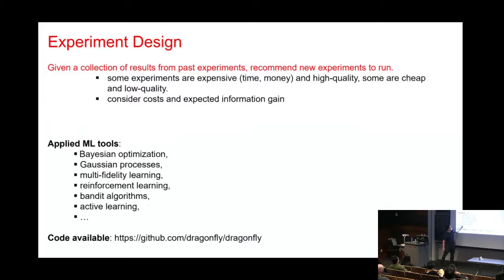The applied tools that we are using in these machine learning problems usually are Bayesian optimization, Gaussian processes, multi-fidelity learning, reinforcement learning, bandit algorithms, and active learning. For some of the algorithms I'm going to present, we have code available, and you can check them out from this GitHub link. Okay, so we have a machine learning platform that's called Dragonfly that can be used for recommending scientific experiments.